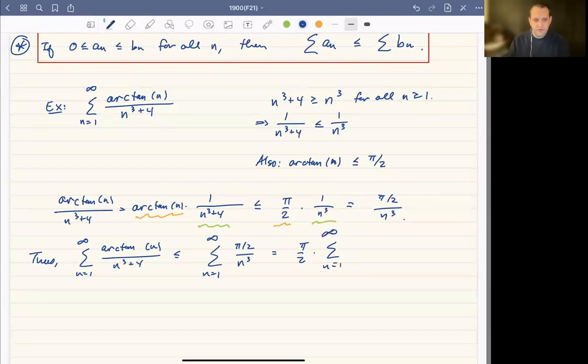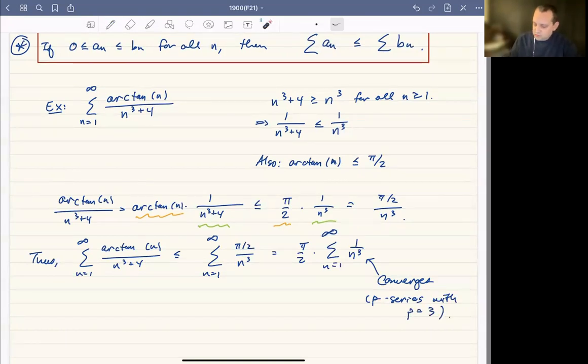So we end up with pi over 2 times the series from 1 to infinity of 1 over n cubed. Now, the sum of 1 over n cubed, we know converges as a p series with p equals 3. So this converges. It's a p series with p equals 3. I don't care what it converges to. All we care is that it converges.